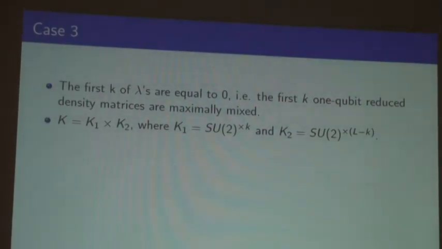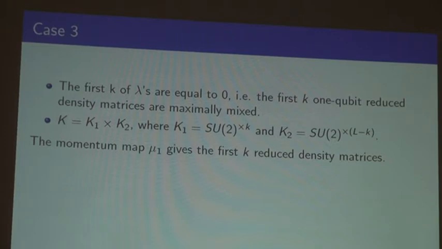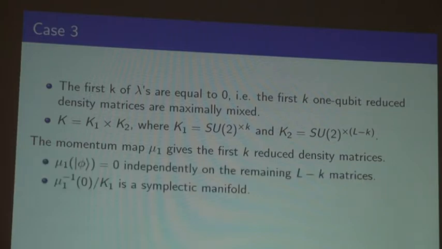This case is case 3, where K of the lambdas are 0, which means that the first K one-qubit reduced density matrices are maximally mixed. Here we divide the group K into two parts. The first part acts on the maximally mixed matrices, and the second part acts on the remaining qubits. So the momentum map starting from the action of K1 gives the first K reduced density matrices. If they are maximally mixed, the image of a state phi under mu1 is 0, and it doesn't depend on the remaining qubits.